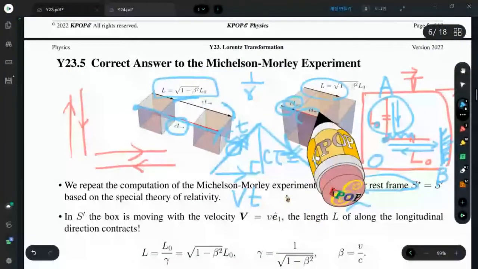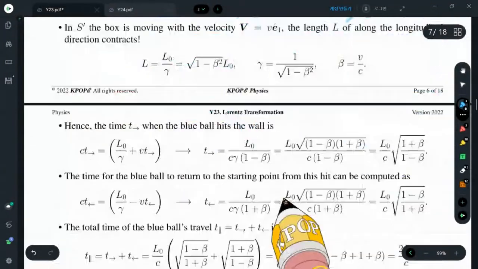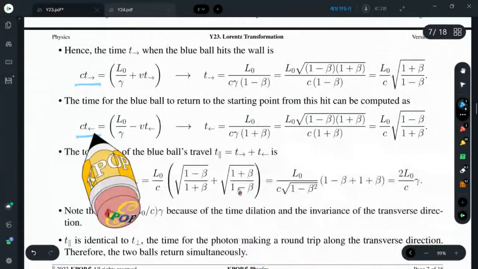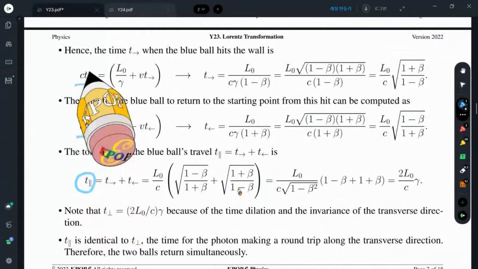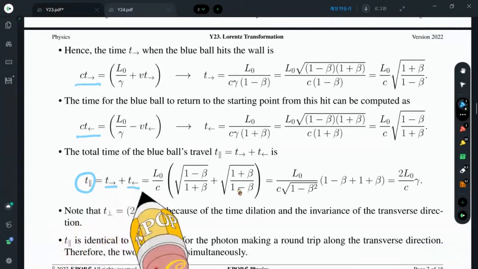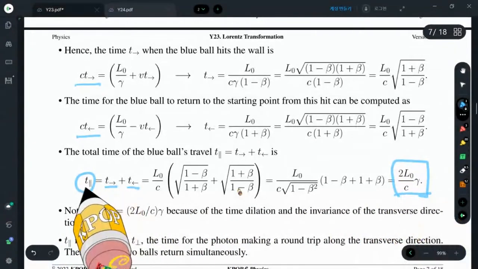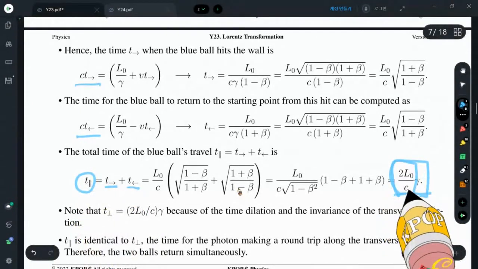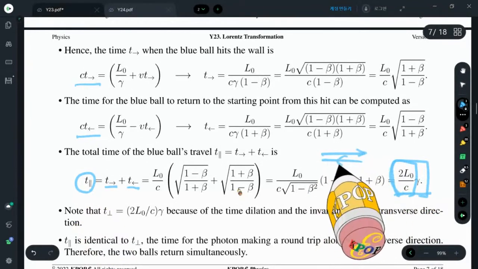This one is a sum of these. Sum of these two is this. And we have a simple algebra for forward time and backward time. And round trip travel time, that is a sum of forward time and backward time. At the end of the day, the final result shows this time, what's that? This is the proper time required for the travel when the mirror is not moving.